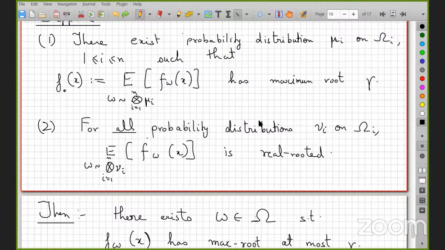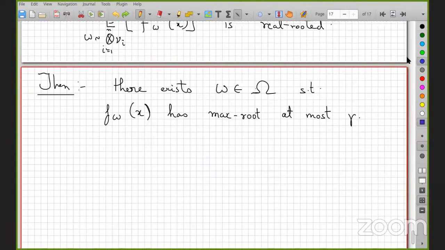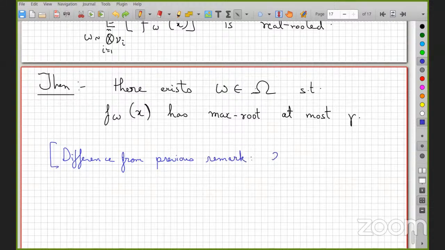Okay, so that's the difference. The difference from the previous version is that this one asks for real rootedness only of product distribution averages.